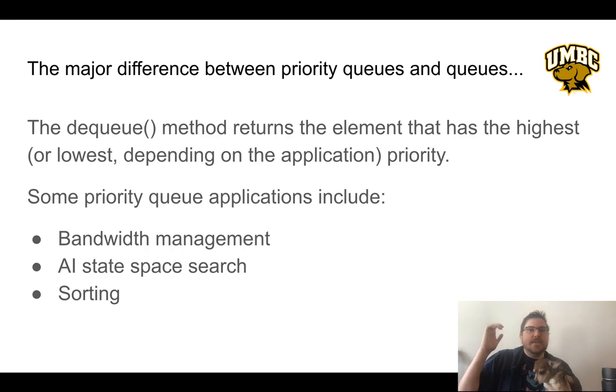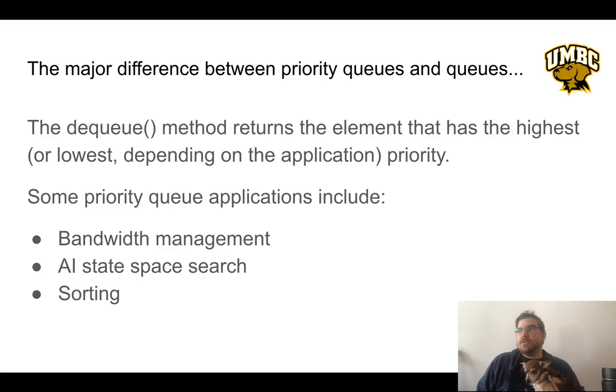So, in a normal queue, DQ returns the oldest item in the queue. In a priority queue, it's the highest priority item. Why would we use this? I mean, yeah, you could use them for airlines, but also bandwidth management, to determine what kind of traffic gets priority on a particular network.